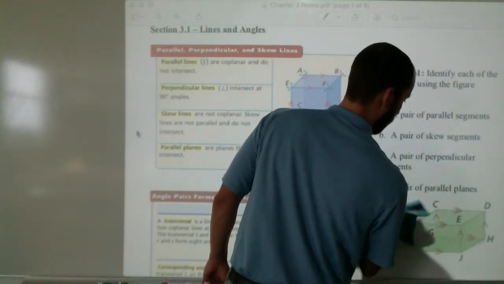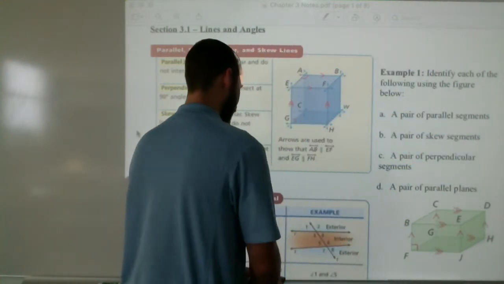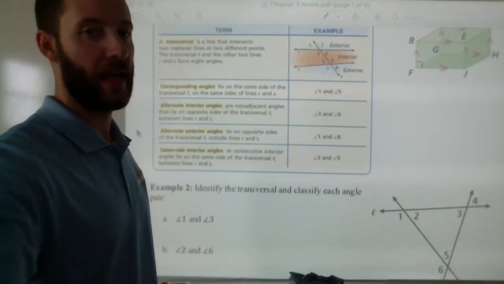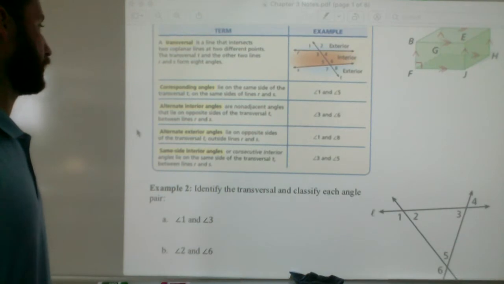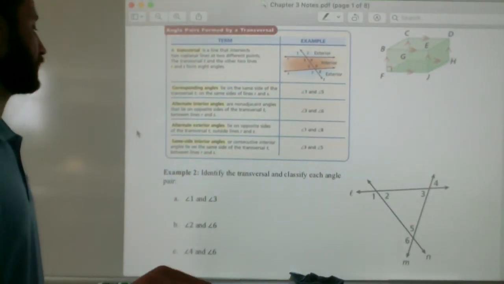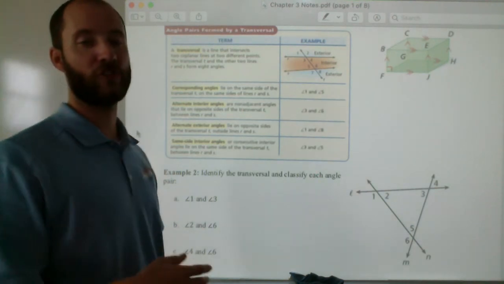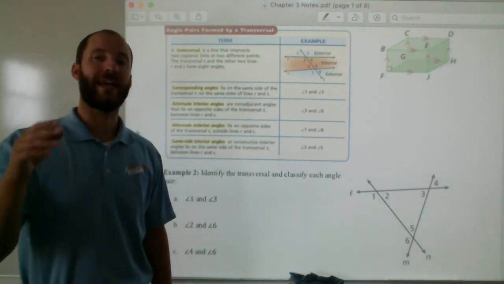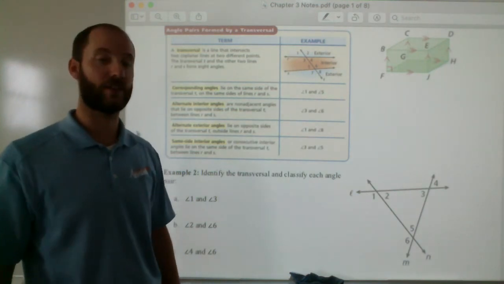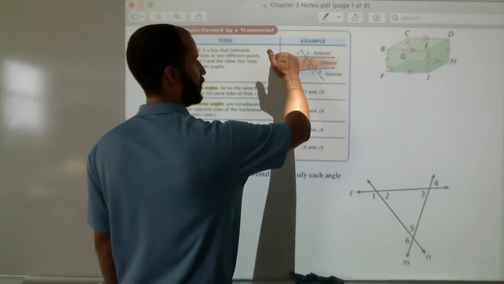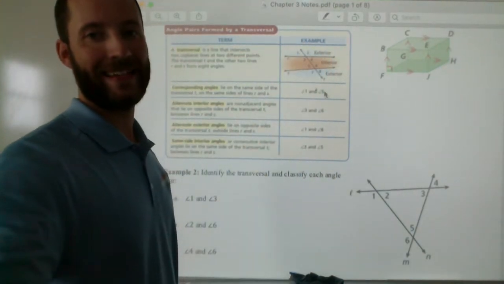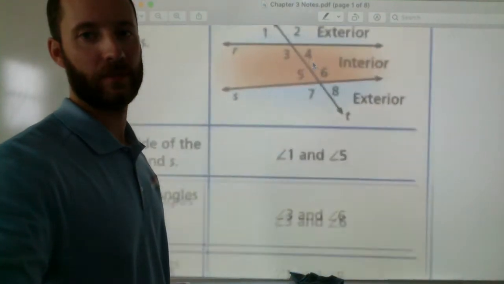Now looking at specific angle pairs, this is something we're going to be doing a whole lot with this chapter and of course, later on throughout the year. This is a pretty big topic, these angle pairs. Angle pairs formed by a transversal. So a line that intersects 2 other lines. That is a transversal. And whenever 2 lines get intersected by a transversal, you get 8 different angles.